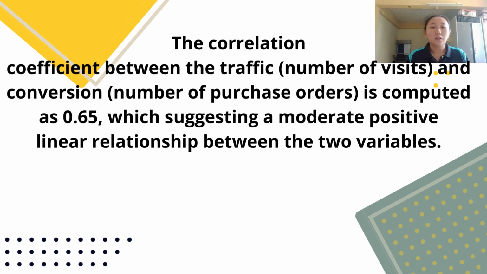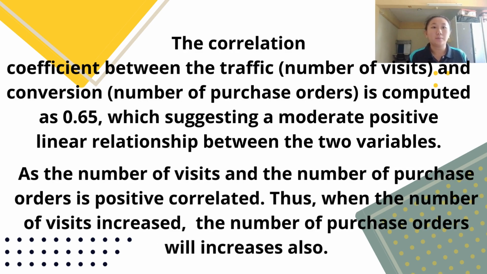The correlation coefficient between the traffic, number of visits, and conversion, number of purchase orders, is computed as 0.65, suggesting a moderate positive linear relationship between the two variables. As the number of visits and the number of purchase orders are positively correlated, when the number of visits increases, the number of purchase orders will increase also.